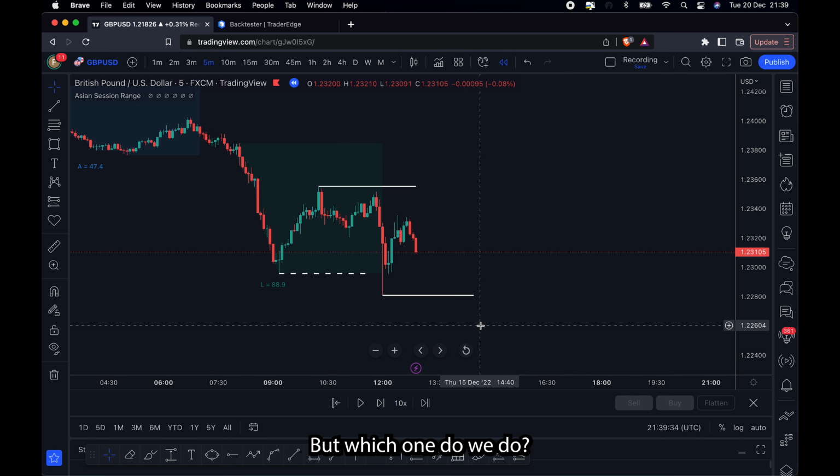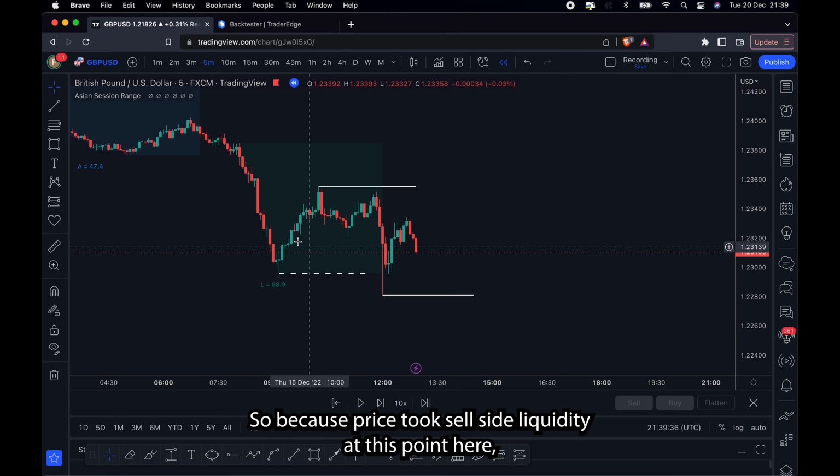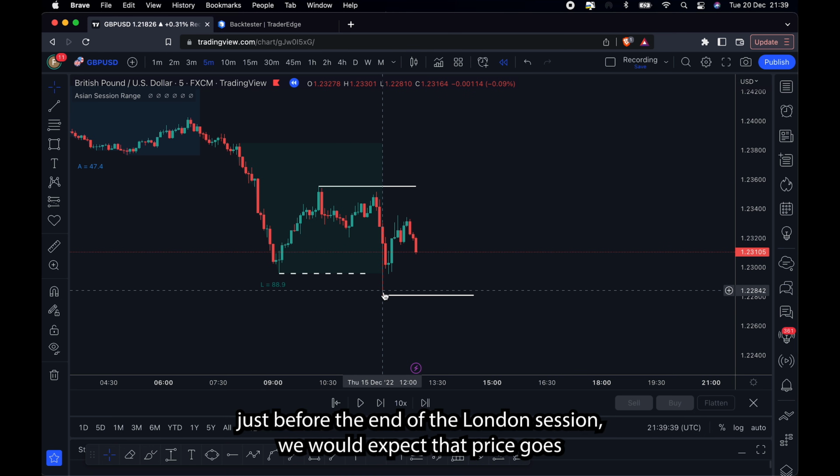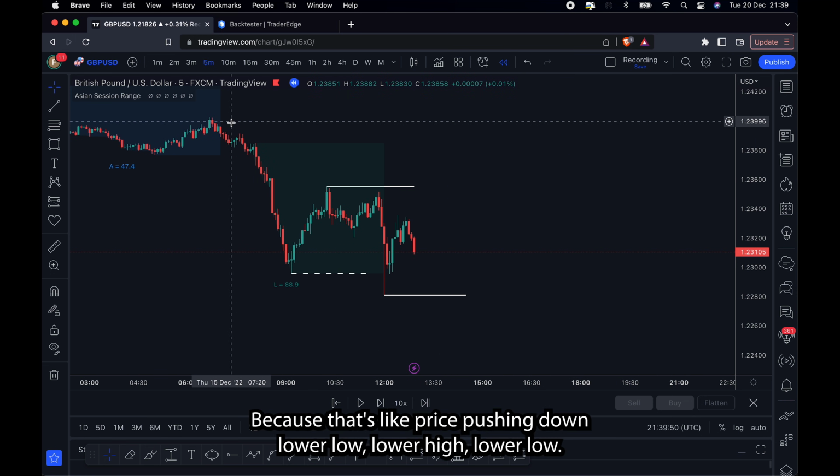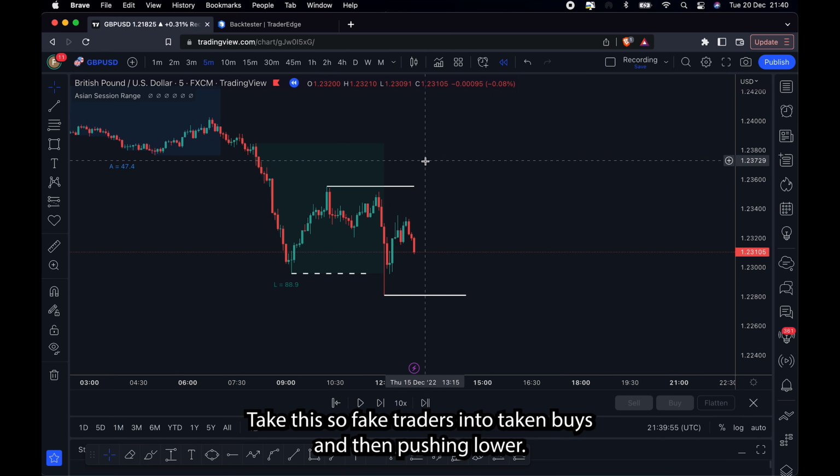But which one do we do? Because price took sell side liquidity at this point here, just before the end of the London session, we would expect that price goes and takes buy side liquidity before then taking sell side liquidity. And that makes sense, right? Because that's like price pushing down, lower low, lower high, lower low, take this. So fake traders into taking buys and then pushing lower.